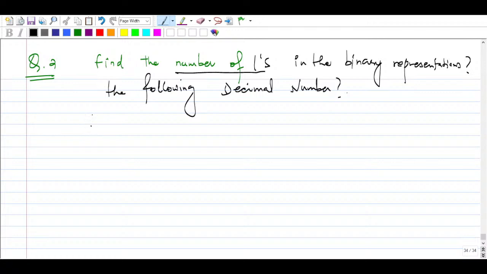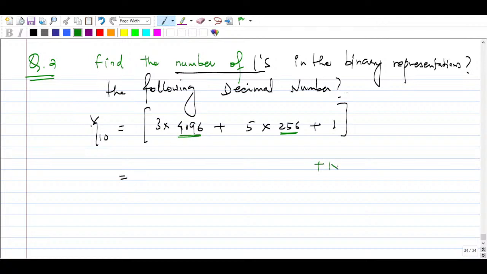Suppose the base 10 number is given as 3 into 4096 plus 5 into 256 plus 1. So this is given and you have to find the number of ones. You have to find the number of ones. So what is this and what is this? Okay, you can write this as 1 into 10 raised to power 0.